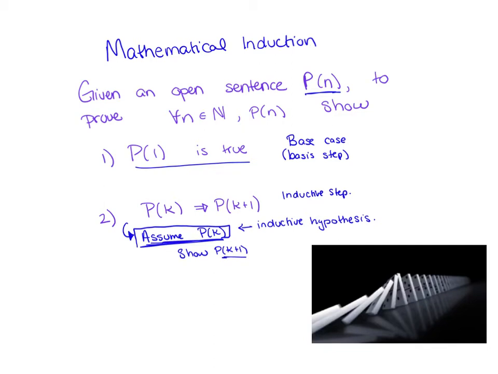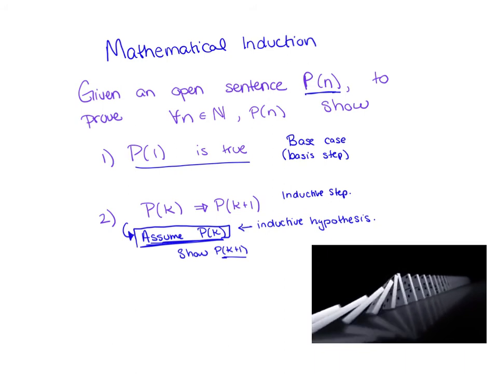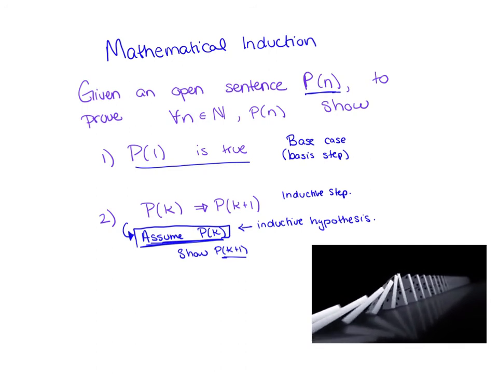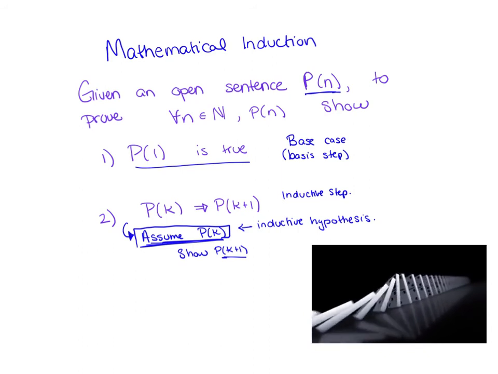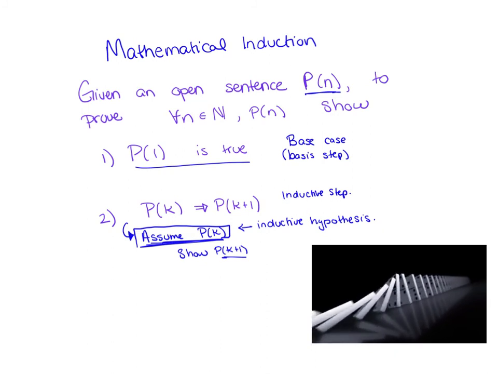Another way to think about this is sort of like dominoes. So we have all of these dominoes set up here. When we show P sub 1 is true, it's like knocking over that first domino. And when we show that P sub k implies P sub k plus 1, it's like saying that each domino will hit the next domino. And then I know that every single domino will fall. So we can think of that as another intuitive idea of how these inductive proofs work.